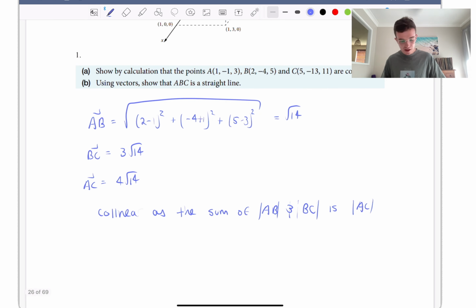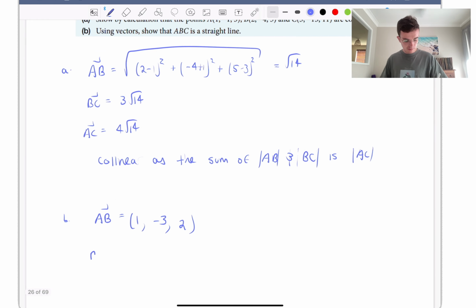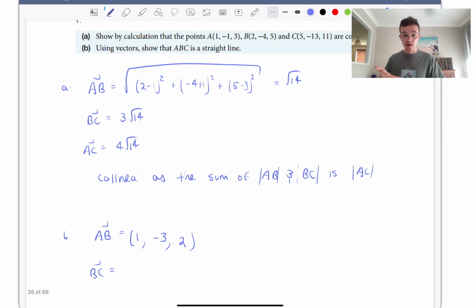Now part C says using vectors show that ABC is a straight line. To do that, we're just going to find AB. Now AB is just going to be B minus A. So 2 minus 1, we get 1, minus 4 plus 1, minus 3, and then 2. Let's find BC. BC, we're going C minus B, or OC minus OB. That gets us 5 minus 2 is 3. And then we get minus 9 and 6.